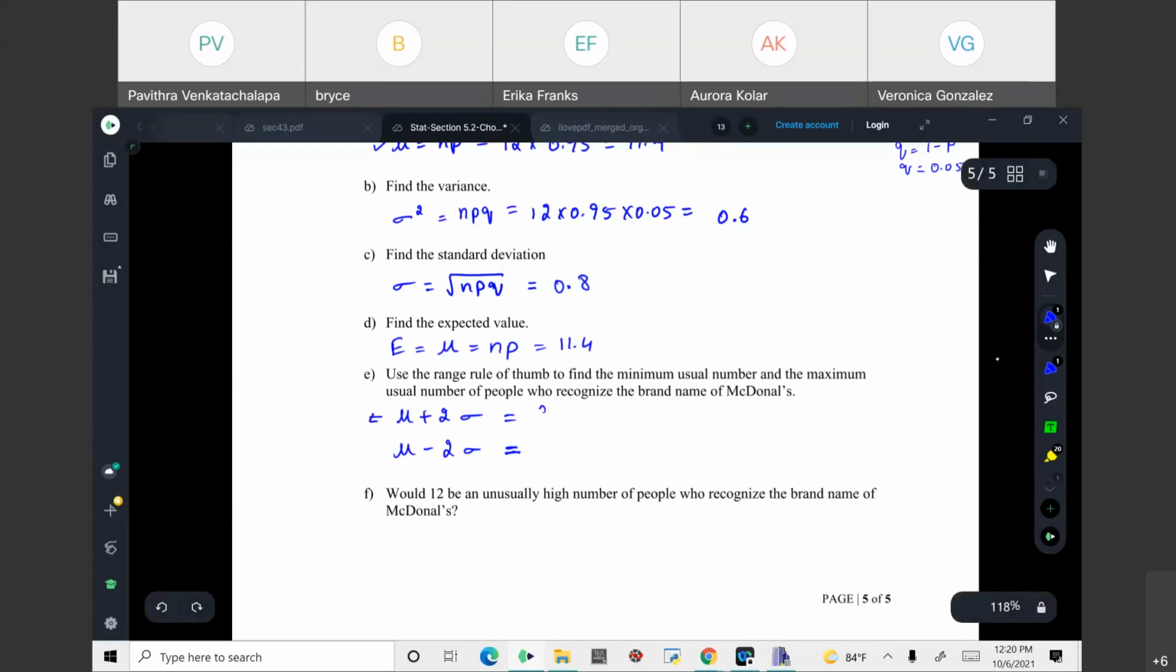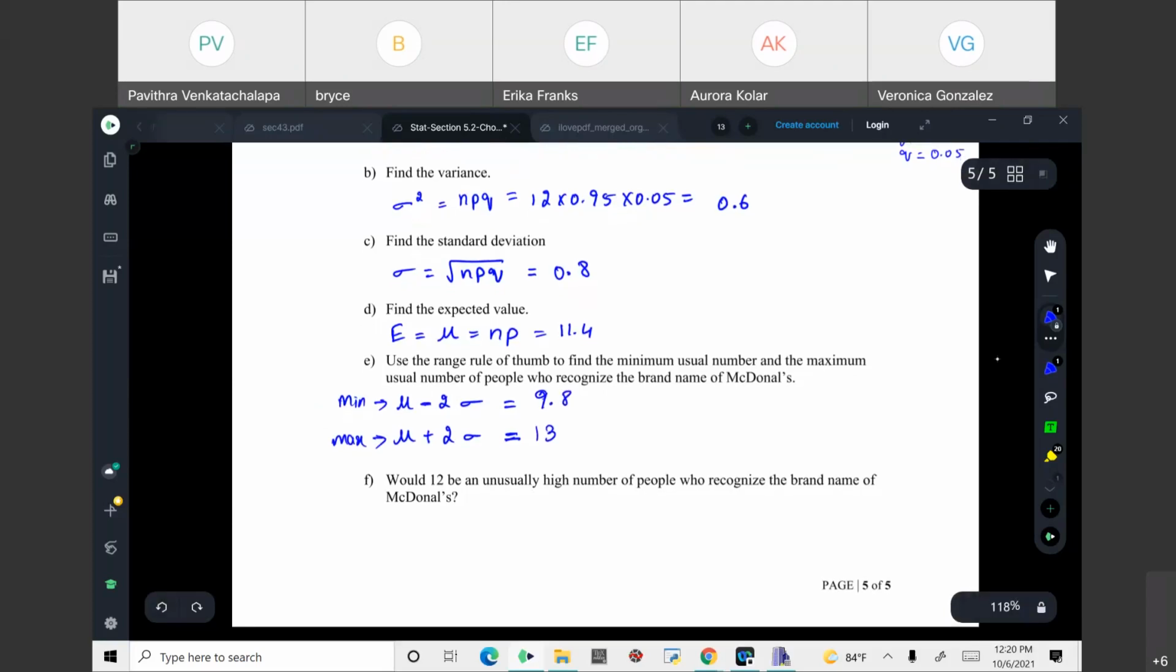This will be maximum because we have plus 2 there. This is minimum, this is maximum. You told me 13, right? The maximum is 13, minimum is 9.8.